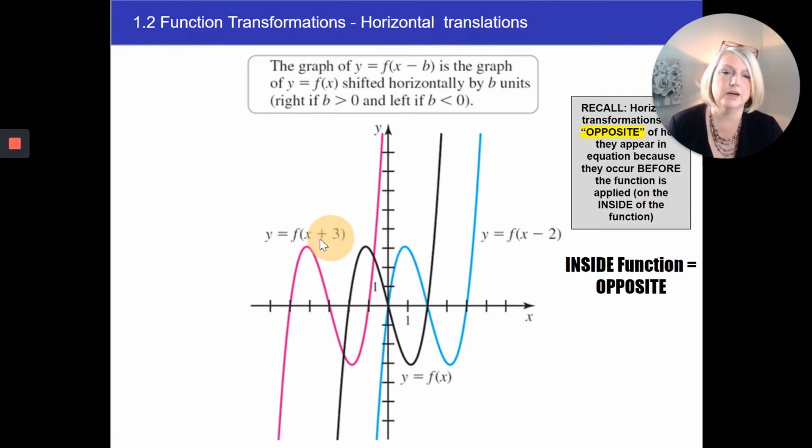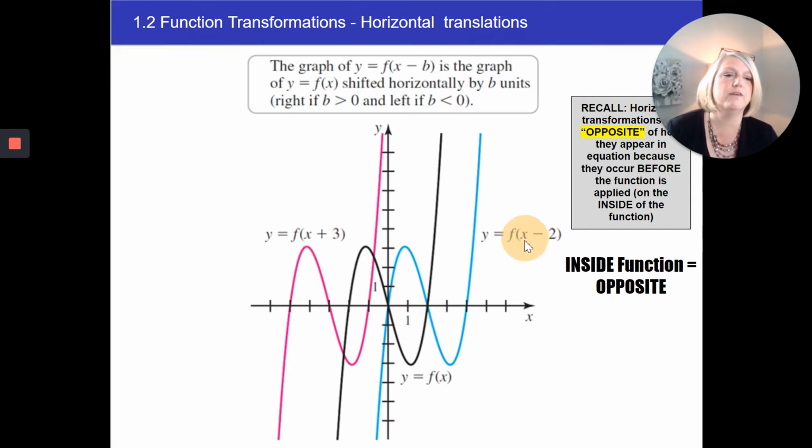So like right here where it says f of x plus 3, that's really x minus negative 3, so it goes left 3. So this is the red graph, and you'll see that here's 0, 0, goes over here to negative 3, 0. And you see that the x is what is being changed, and you are subtracting 3 from it, and it's the opposite of what's inside of the equation.